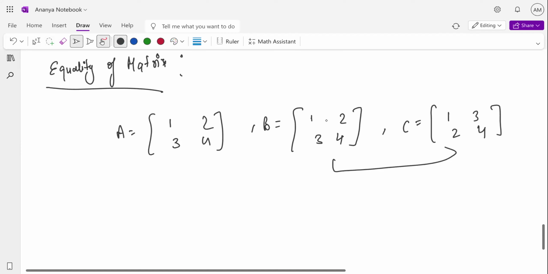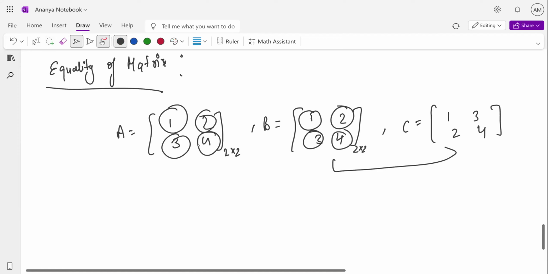What do you have to check? First, you have to check the order. 2 into 2, okay? Order is correct. I can move to the elements. Equal, equal, equal, equal. That's fine. Let's compare with this one. 2 into 2. Order is the same. Now I can move to the elements. 1, 1, 2, 2, incorrect. It is not equal. You have to check the order and each element present at the corresponding place. Then you can say whether it is equal or not. Understood? Yes, we got it.